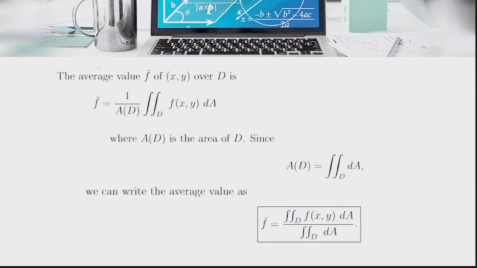For this, the average value of the function f(x, y) over D is 1 over A(D) times the double integral over D of f(x, y) dA, where A(D) is the area of D. Since A(D) equals the double integral over D of dA, we can write the average value as that one right there. That is the formula.